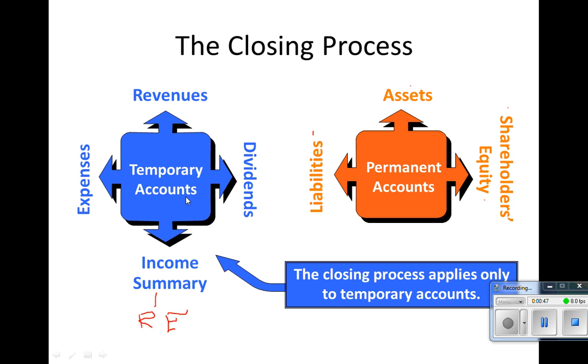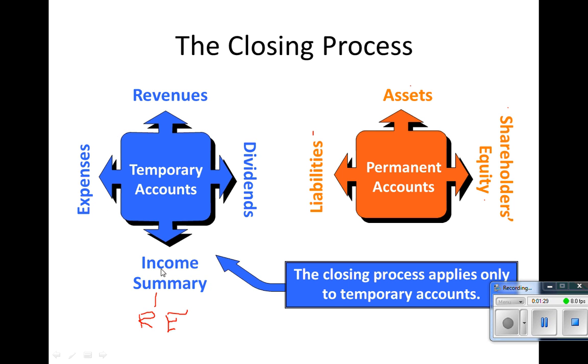When we talk about temporary accounts, we are talking about revenue and expense accounts and our dividend account if it is used. The example in the textbook, if you remember, takes a dividend declaration and applies it directly to retained earnings without the use of a dividend account. If a dividend account is used, it of course is a temporary account that is part of the closing process. If it is not used, then we will simply be closing revenue and expenses.